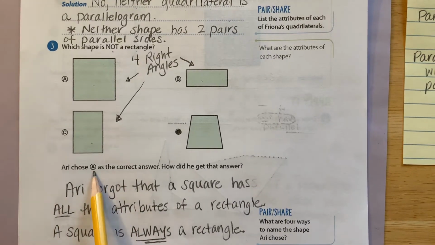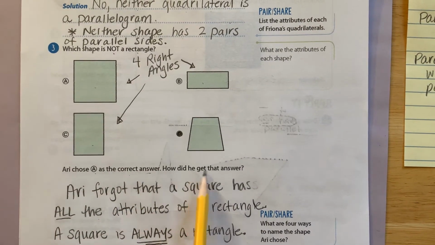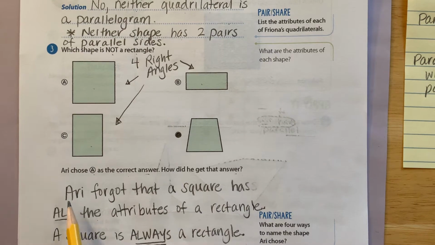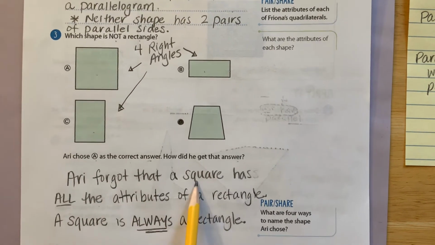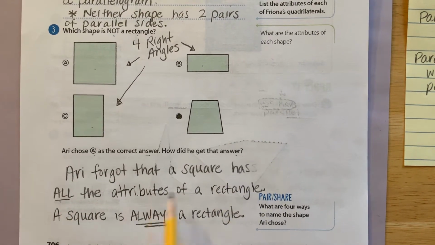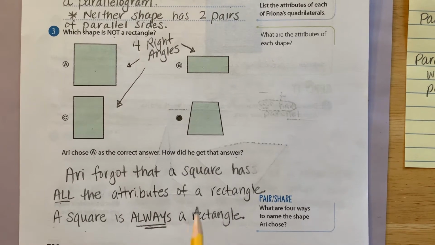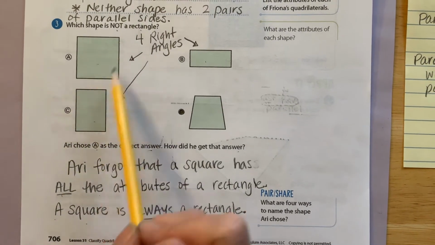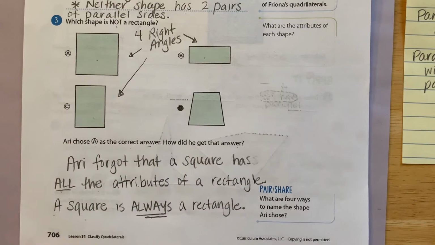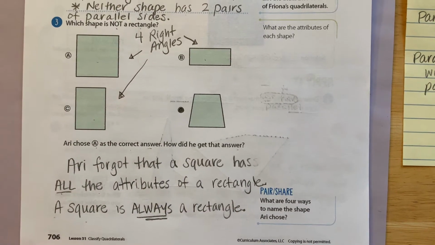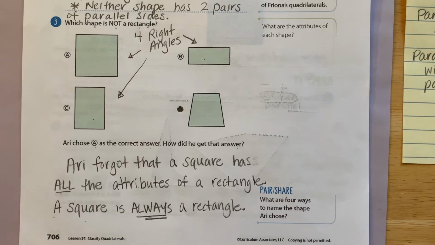Ari chose A as the correct answer. How did he get that answer? Ari forgot that a square has all the attributes of a rectangle. A square is always a rectangle. Ari was thinking that since this was a square, it wasn't a rectangle. But that's silly because all squares are rectangles.